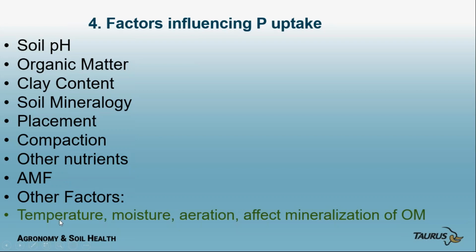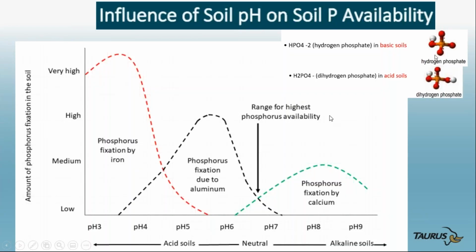And as I again mentioned briefly, temperature, moisture, aeration, and the effect of mineralization on organic matter all influence the availability of phosphorus. And this is one of the key ones. As you can see, here's the pH range at the bottom, and these are what happens when the pH changes.